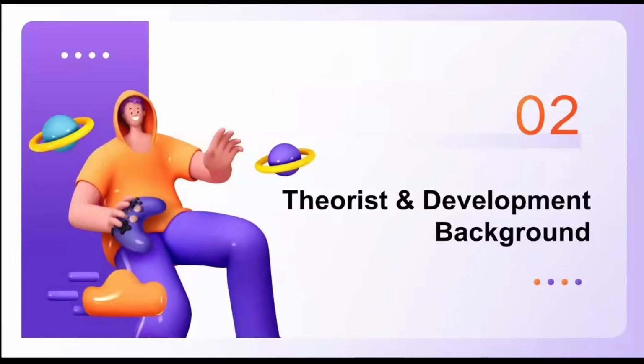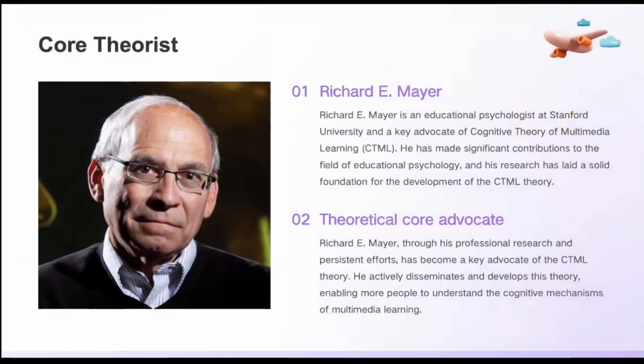The second module is theories and development background. To thoroughly understand a theory, we must first know its originator and development context. The core theorist of CTML is Richard E. Mayer, a renowned educational psychologist at Stanford University and a key advocate and promoter of CTML.